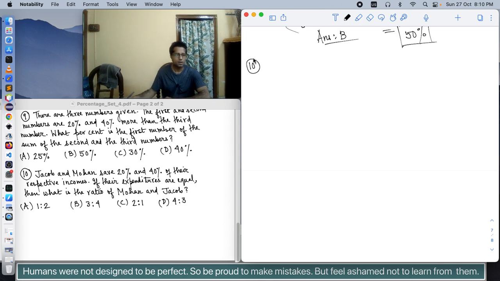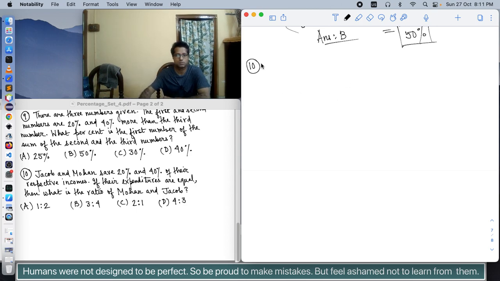I think. Let's see. So Jacob and Mohan save 20% and 40% of their respective incomes. If their expenditures are equal, then what is the ratio of Mohan and Jacob? It should be what is the ratio of Mohan and Jacob's income, I guess.